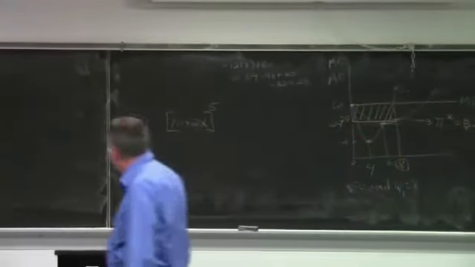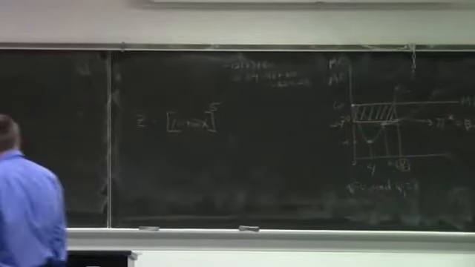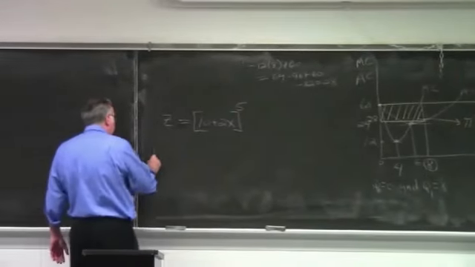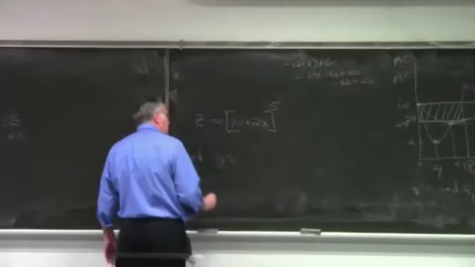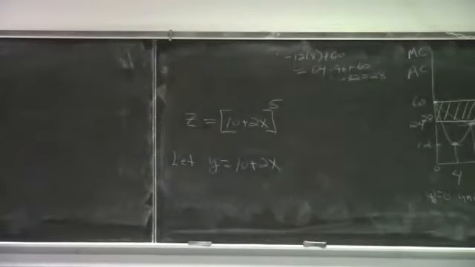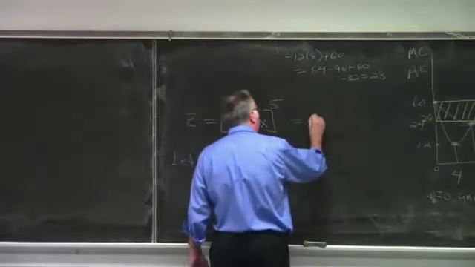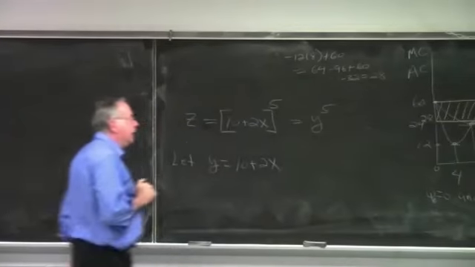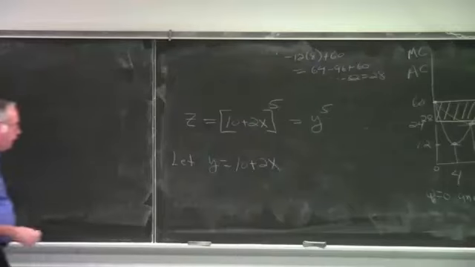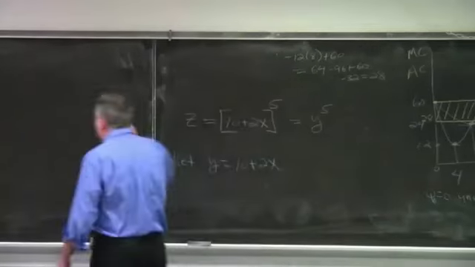Okay. And now let's introduce a new variable y. Let's let y equal 10 plus 2x. Then by introducing this new variable y, we could say z is equal to y to the 5th. And notice z is a function of y. Z is equal to y to the 5th. Y in turn is a function of x. So then we can use the chain rule. And using the chain rule, we can get the derivative as follows.